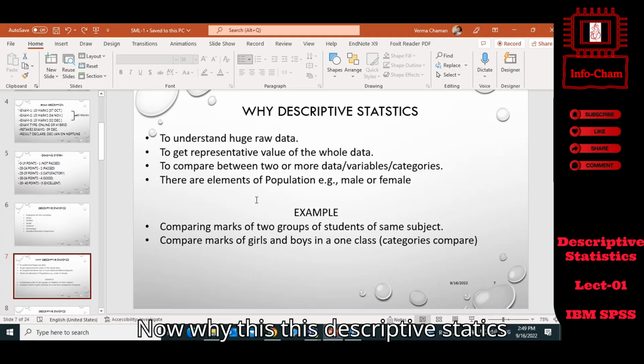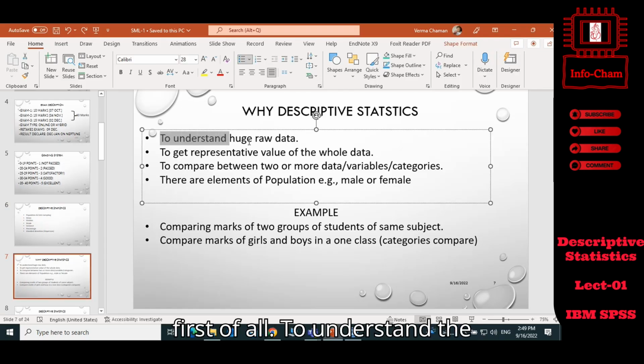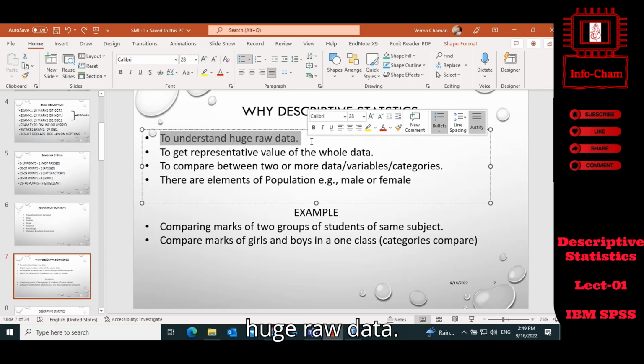now. Why is descriptive statistics important? First of all, to understand huge raw data. For example, we have thousands of people and you want to know the age of the people. In that case, it is very difficult. You cannot do it one by one. So it is better to use descriptive statistics.